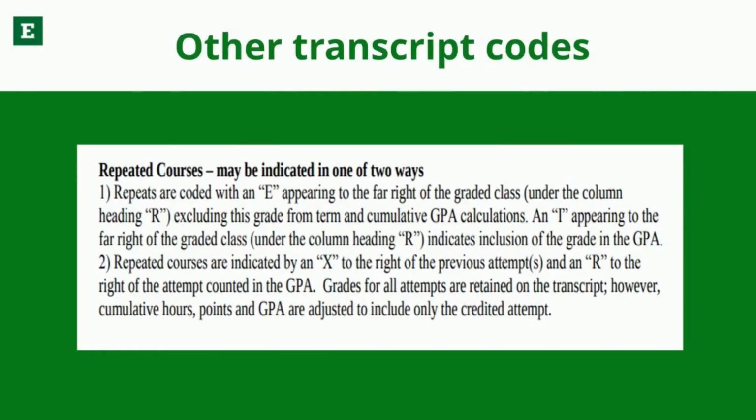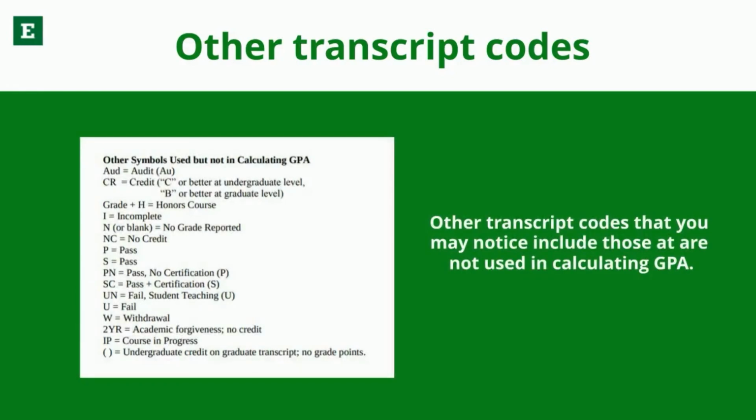Other codes that students may see on their academic transcript include those that discuss repeated courses. If a course has been repeated as excluded from GPA calculations, it will be indicated with an E. If a course has been repeated as included in GPA calculations, it will be indicated with an I. Students may see other codes in their academic transcript that describe courses that are not used in calculating their GPA. These can be things like an I for incomplete, NC for no credit, or a W for withdrawal.